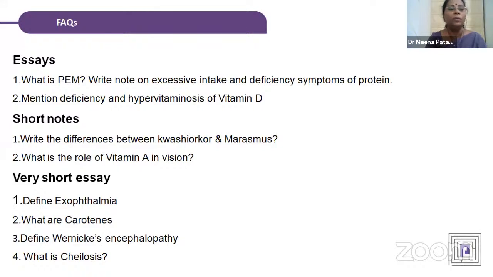Let's look at the questions. Essays. Number 1, what is PEM? Write notes on excessive intake and deficiency symptoms of protein.